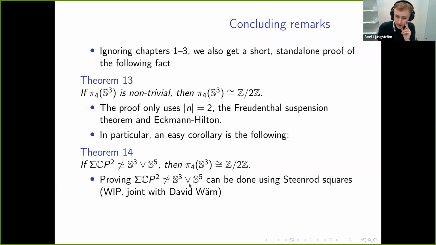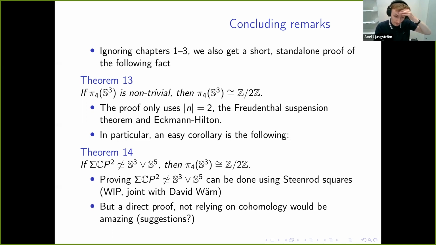So you can do this easily if you have Steenrod squares, which is a cohomology operation. So this is work in progress together with David Wärn, a guy from Gothenburg, from Chalmers.